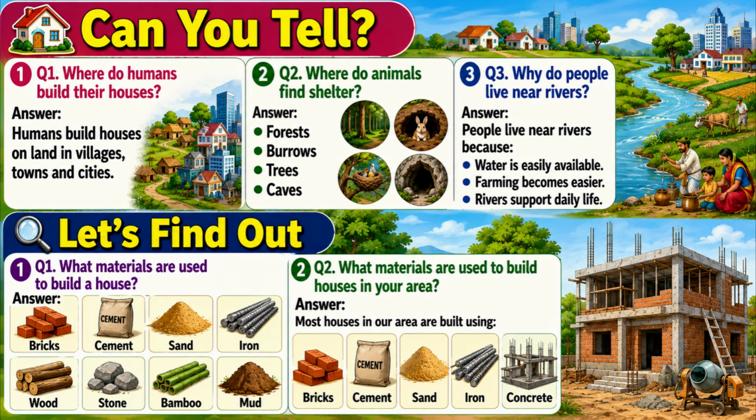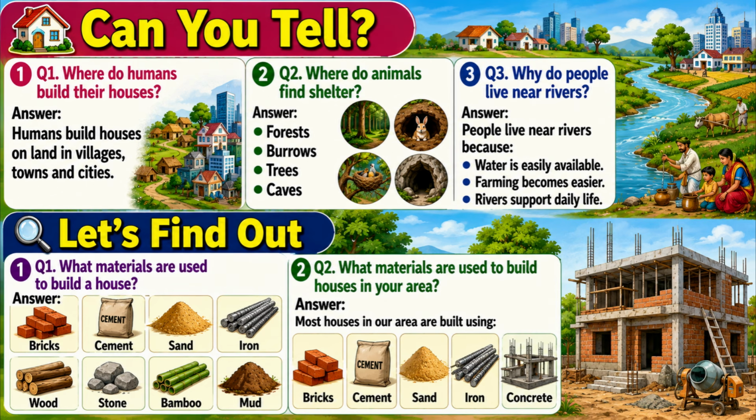Question 1. Where do humans build their houses? Answer. Humans build houses on land in villages, towns and cities. Question 2. Where do animals find shelter? Answer. Animals find shelter in forests, burrows, trees and caves. Question 3. Why do people live near rivers? Answer. People live near rivers because water is easily available. Farming becomes easier. Rivers support daily life.